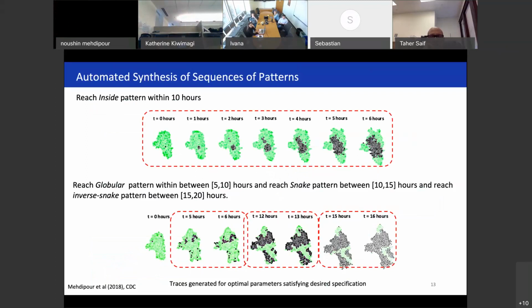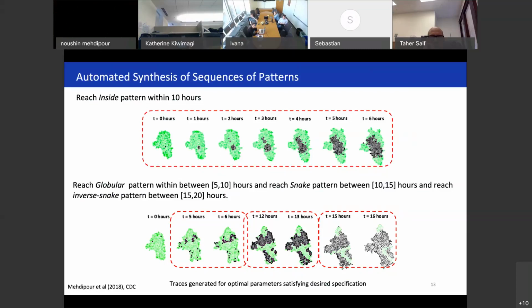And we have actually used this framework to synthesize both spatial patterns and also sequences of patterns over time. For instance, this is the result that we had for reaching an inside pattern, where cells start to differentiate from the inside within the first 10 hours of the experiment, and also a sequence of patterns changing from globular differentiation to snake or connected differentiation, and also inverse snake differentiation. And these are all done in simulation.